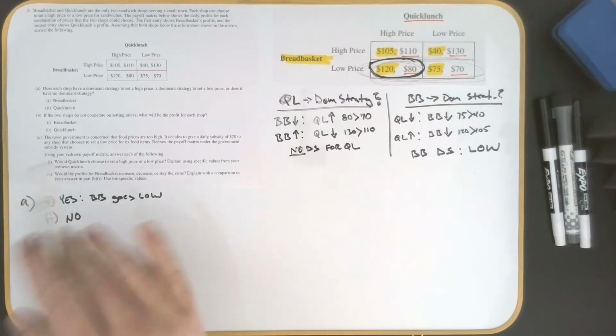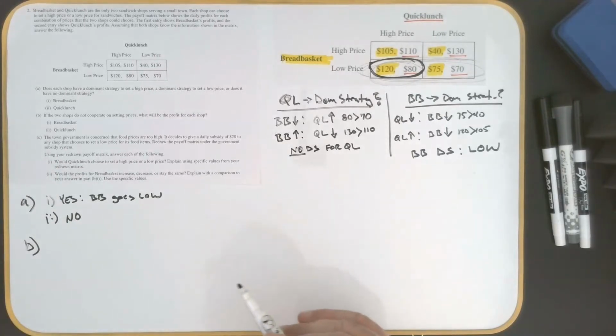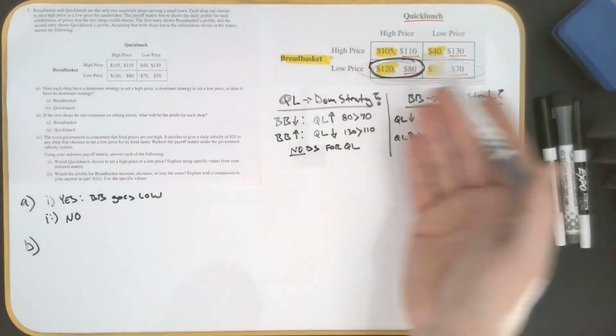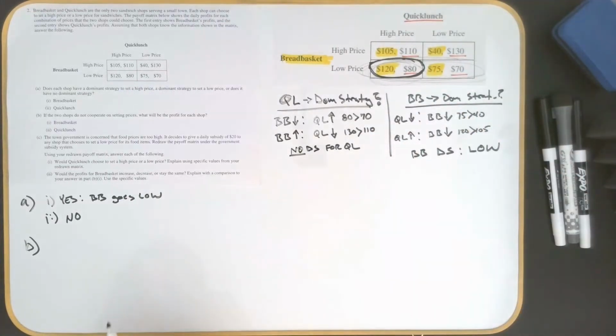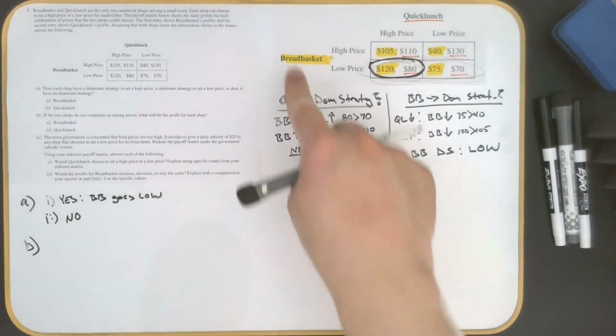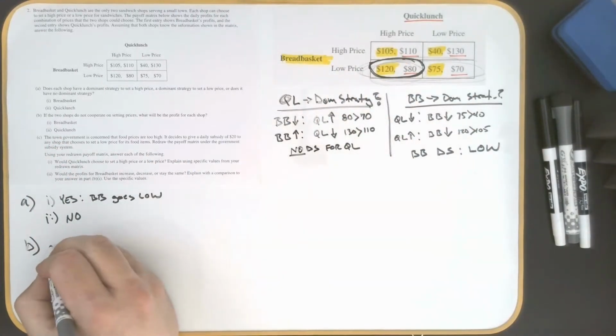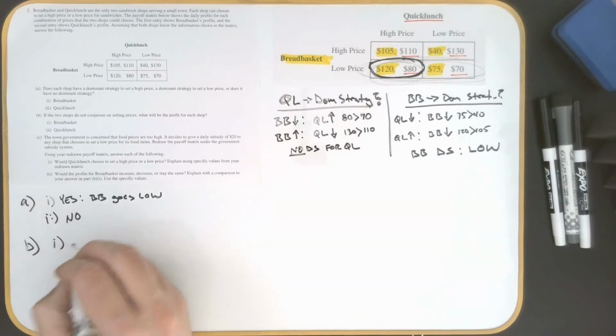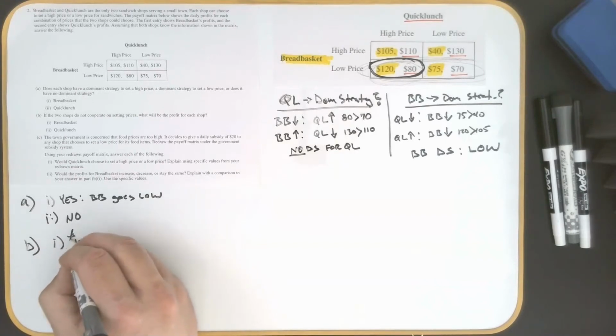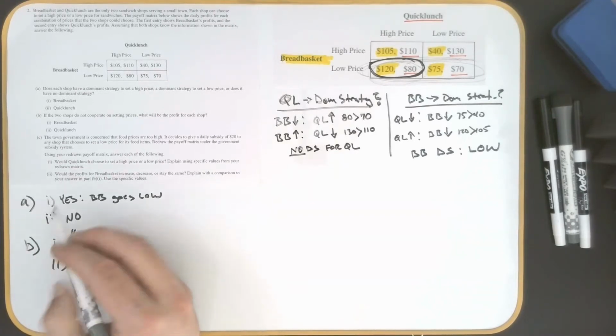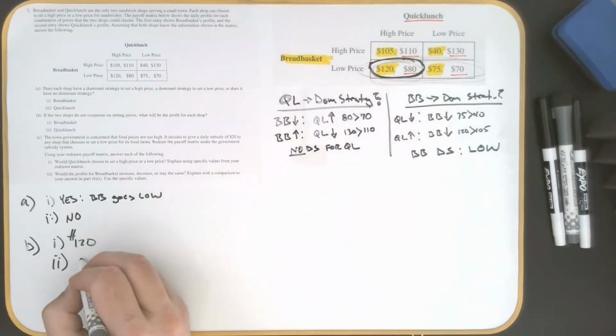If the two shops do not cooperate on setting prices, what will the profit be for each shop? Well, they don't cooperate. They're just reading each other, and this is what happens, our Nash equilibrium. So Breadbasket's profit is the yellow one. That is going to be $120, and Quick Lunch makes $80.